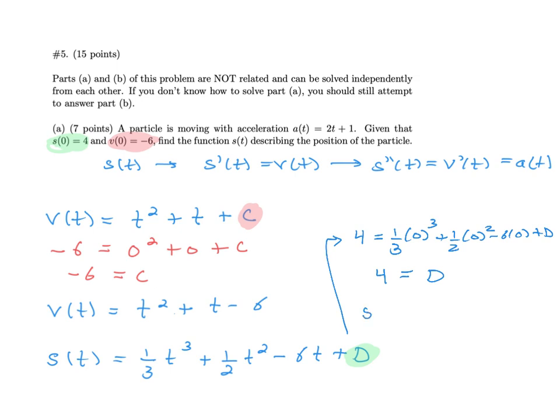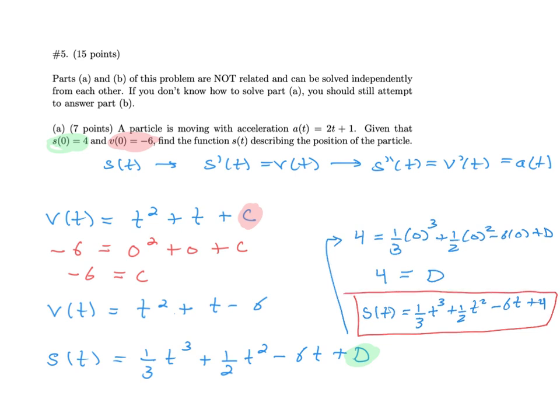I know that s of t is equal to 1/3 t cubed plus 1/2 t squared minus 6t plus 4. If you want to check your work, you could take the derivative of this function to see if it equals your velocity function, and then take the derivative one more time to see if it equals 2t plus 1. It will for the numbers that we have in this problem, and so this is the final answer.